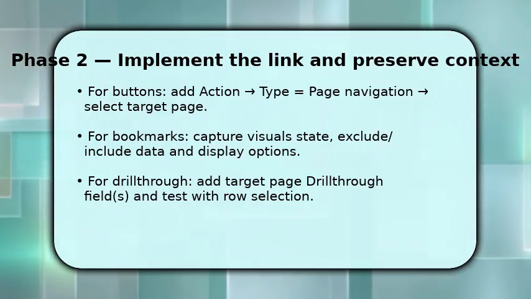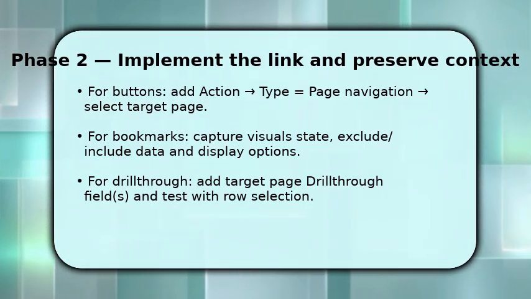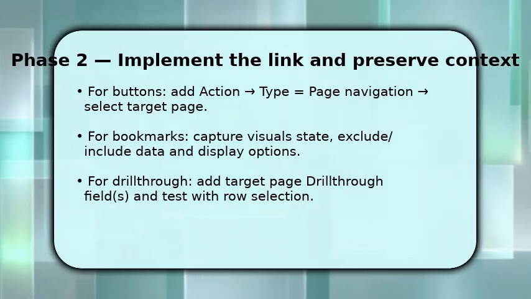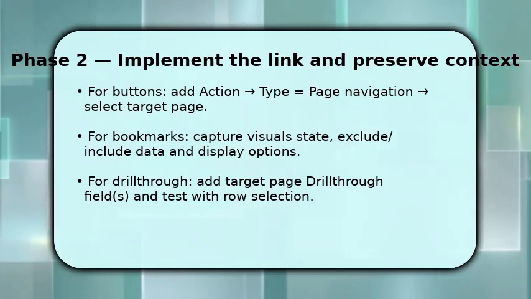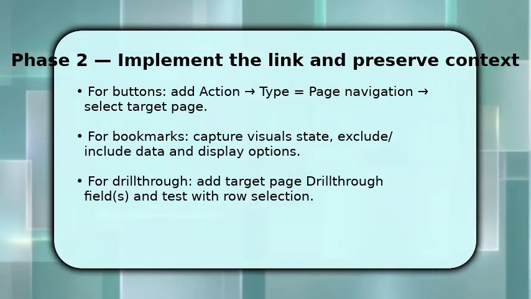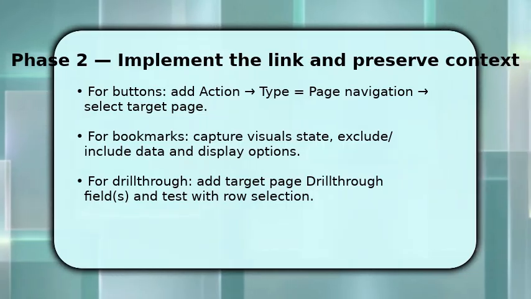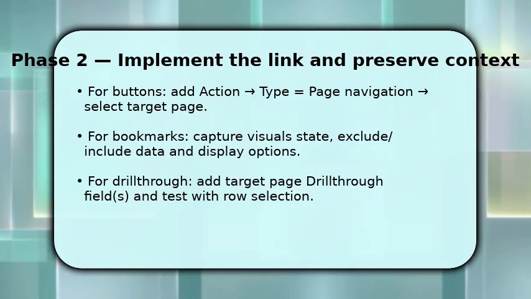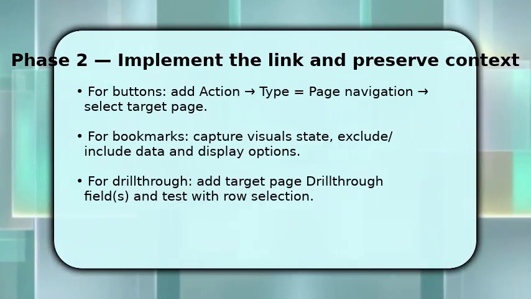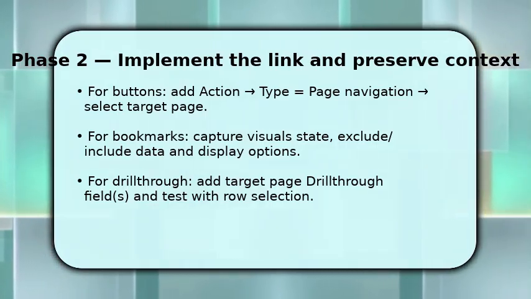If using bookmarks, capture the exact visual and filter state, then assign the bookmark to a button or visual. This preserves layout and slicers. For drill through, drop the key field into the drill-through pane on the target page and test by right-clicking a row on the source. Make sure to test passing filters and selection. This is where context continuity matters most.